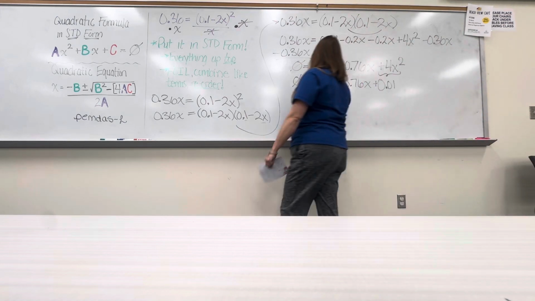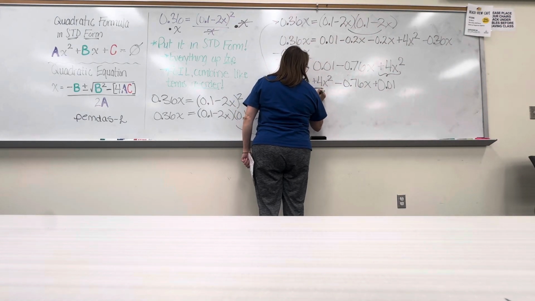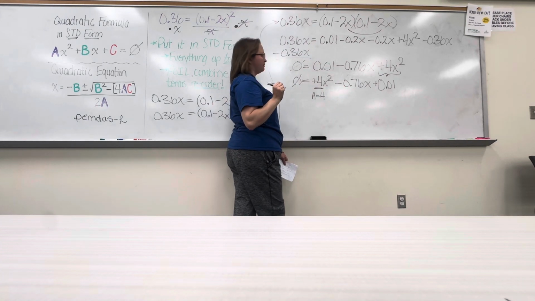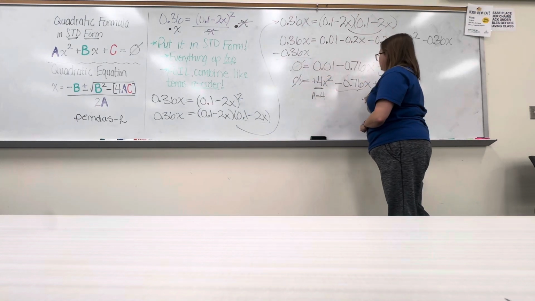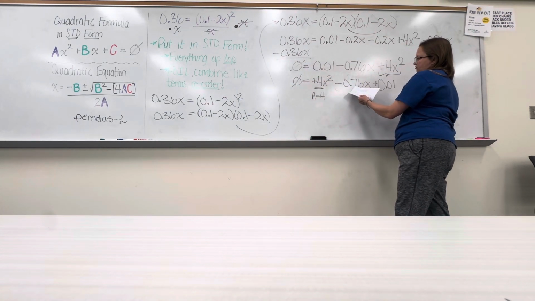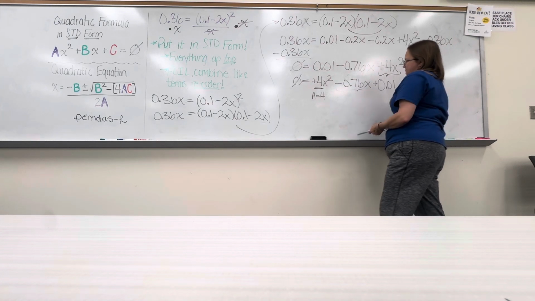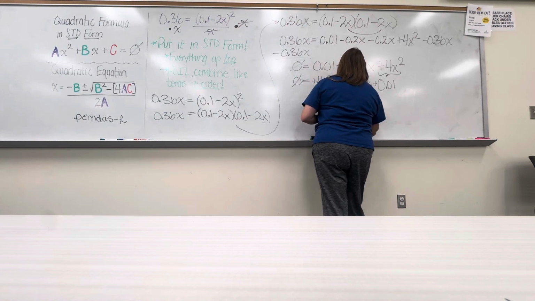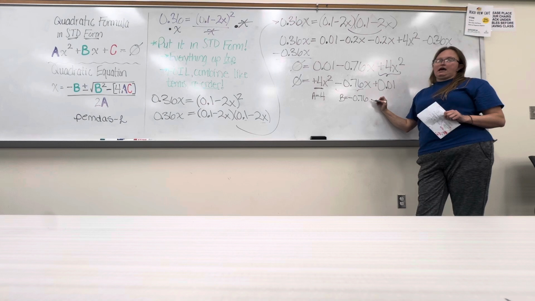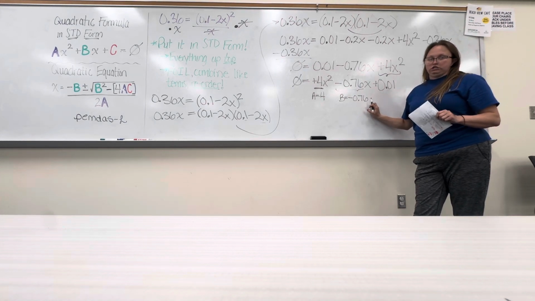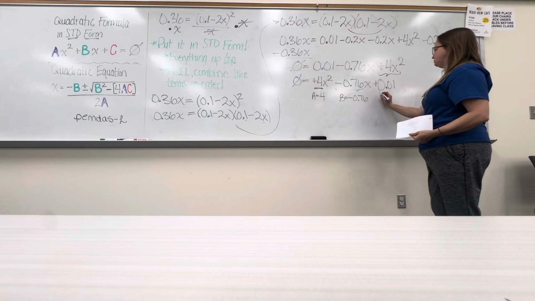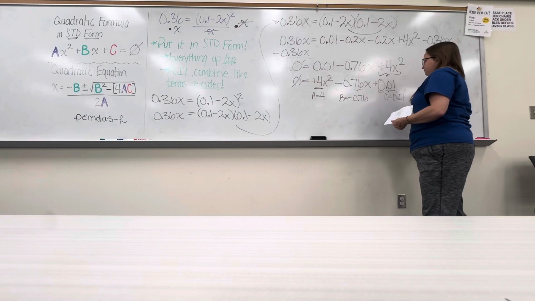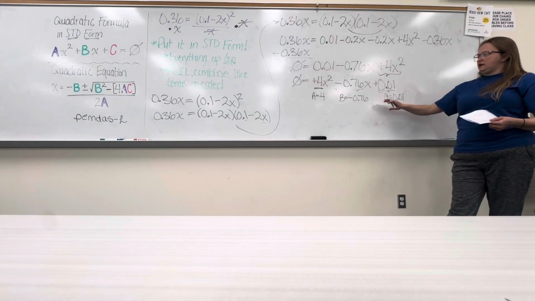We've got our A. Our A is a positive 4. A equals positive 4. Our B is here, our negative 0.76. It's attached to this x. So B equals negative 0.76, not 0.76x, just the value of the coefficient, okay? And then of course we have our C here. So C equals 0.01. All right, so those are our values of A, B, and C.